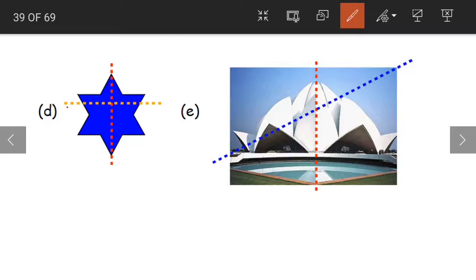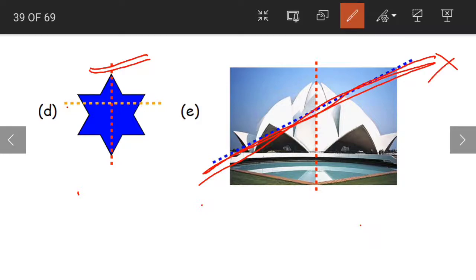Now coming to question D again. Can you tell me, is it the orange line or the red line? Yes, the red line will be the line of symmetry for figure D. Now for figure E, when we talk about the blue line here, see children, again this blue line is dividing the figure into two halves, but these two halves are not identical.